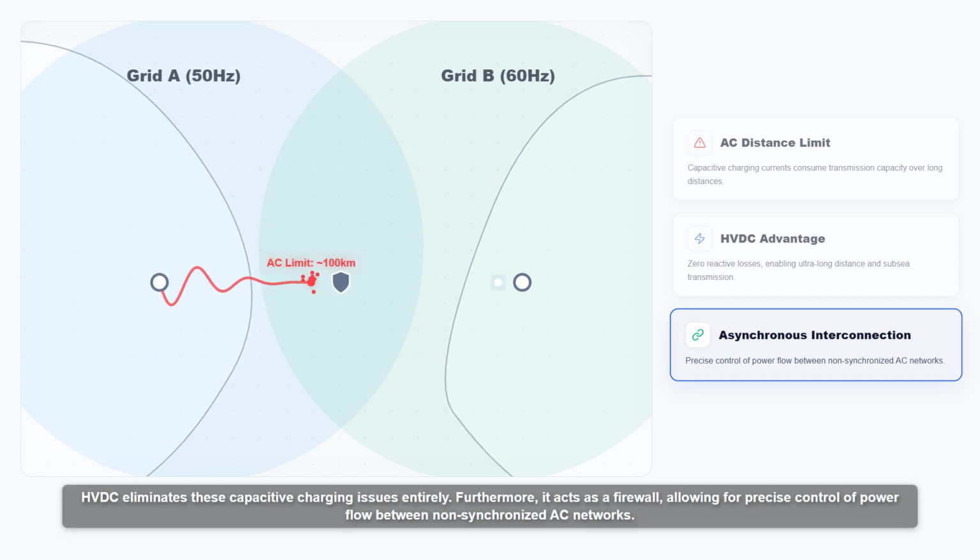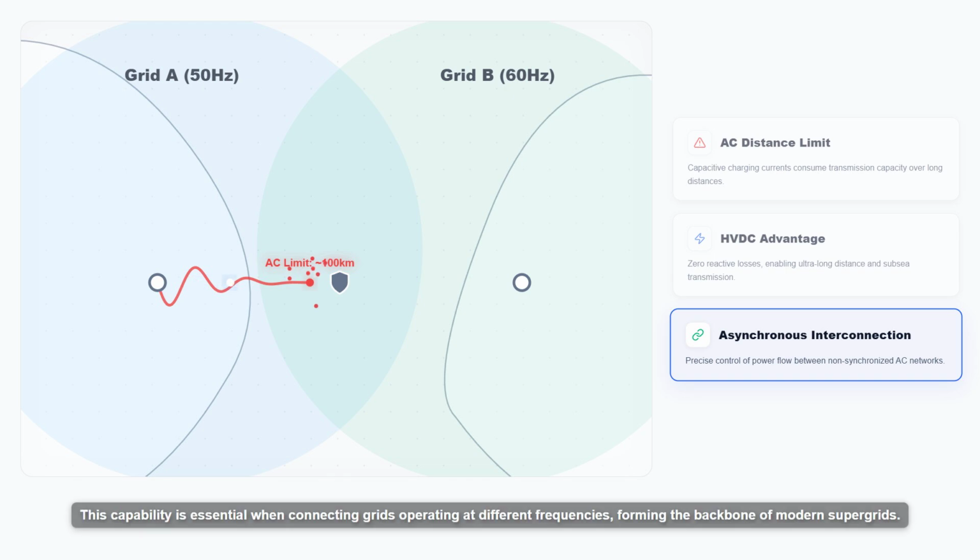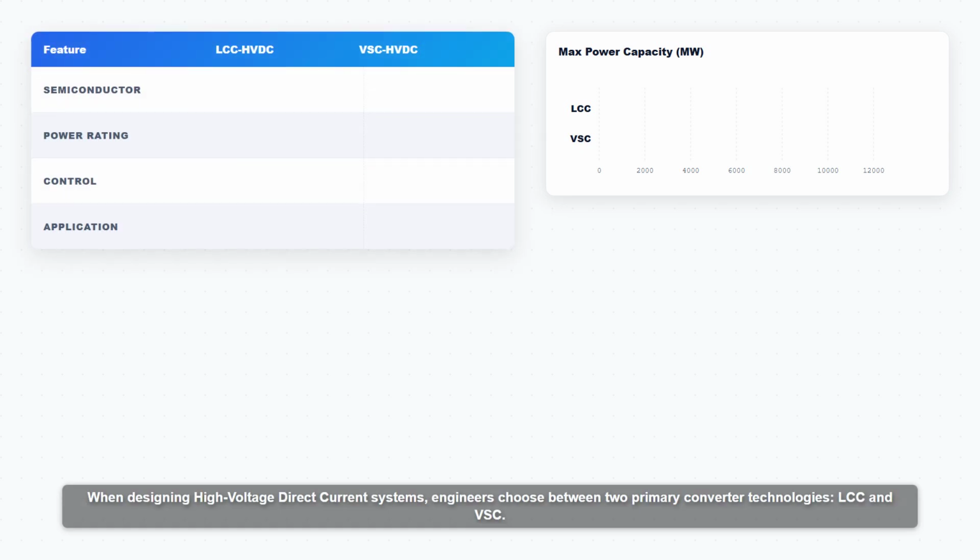HVDC eliminates these capacitive charging issues entirely. Furthermore, it acts as a firewall, allowing for precise control of power flow between non-synchronized AC networks. This capability is essential when connecting grids operating at different frequencies, forming the backbone of modern supergrids. When designing high voltage direct current systems, engineers choose between two primary converter technologies, LCC and VSC.